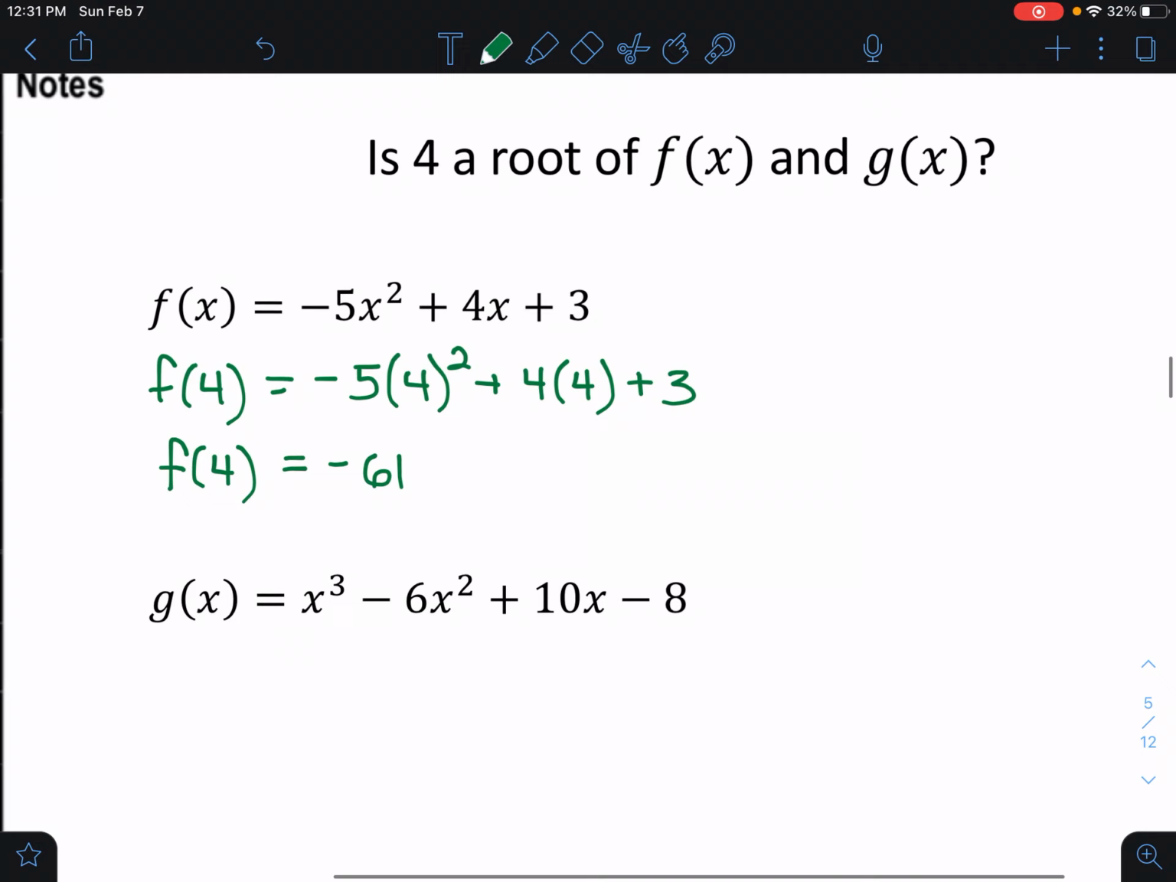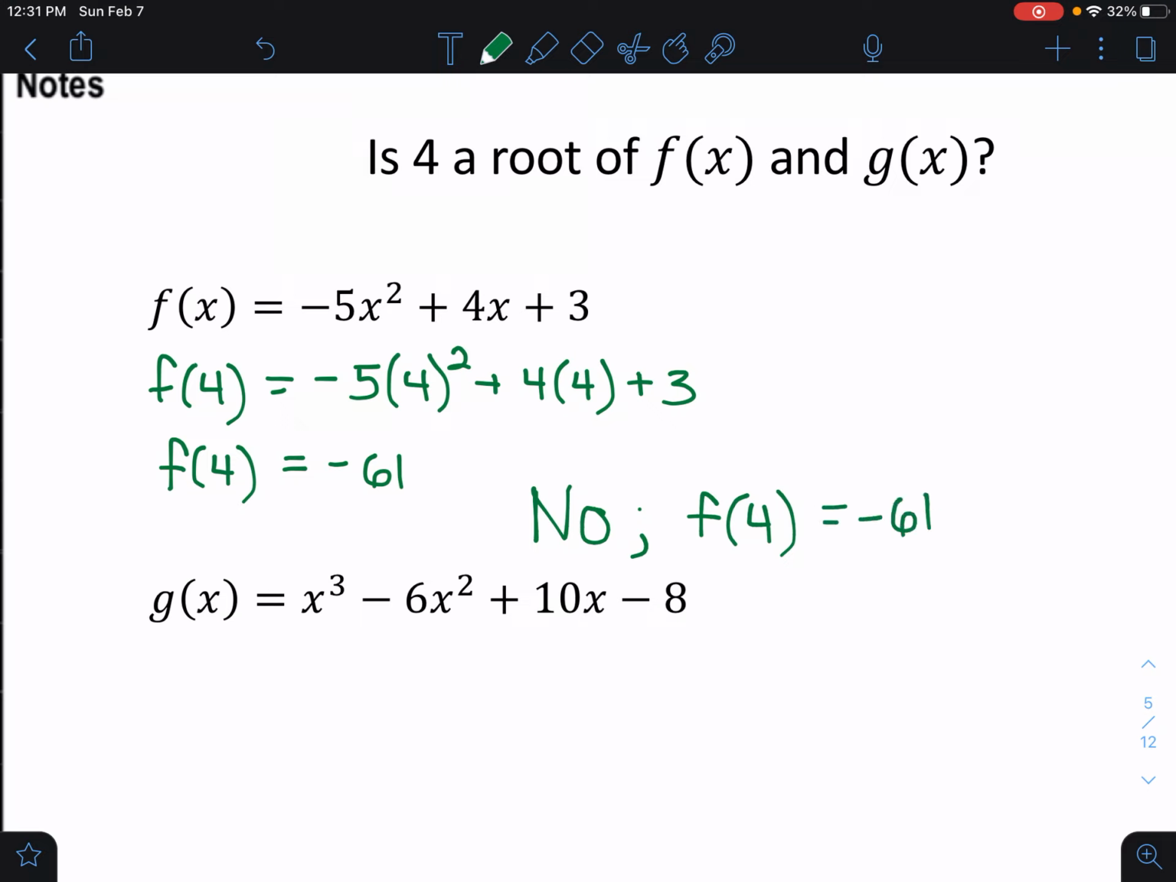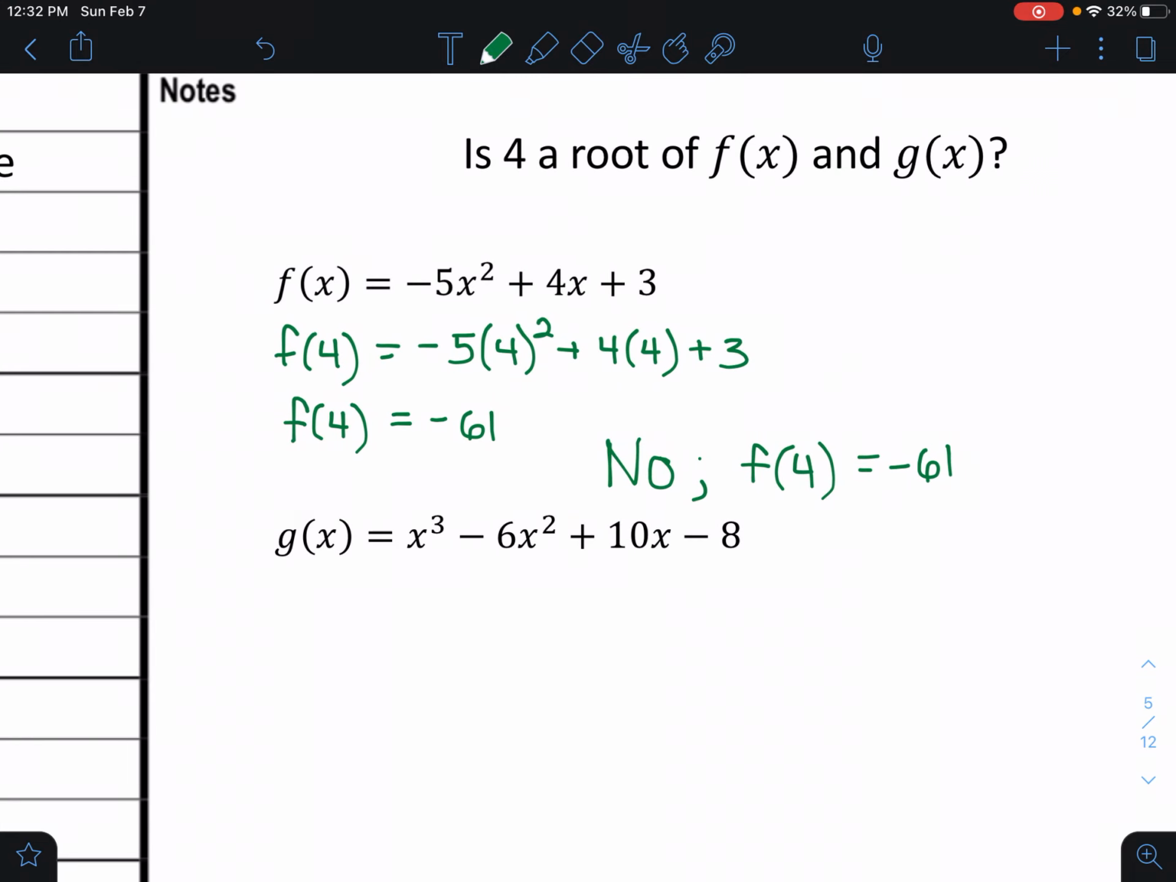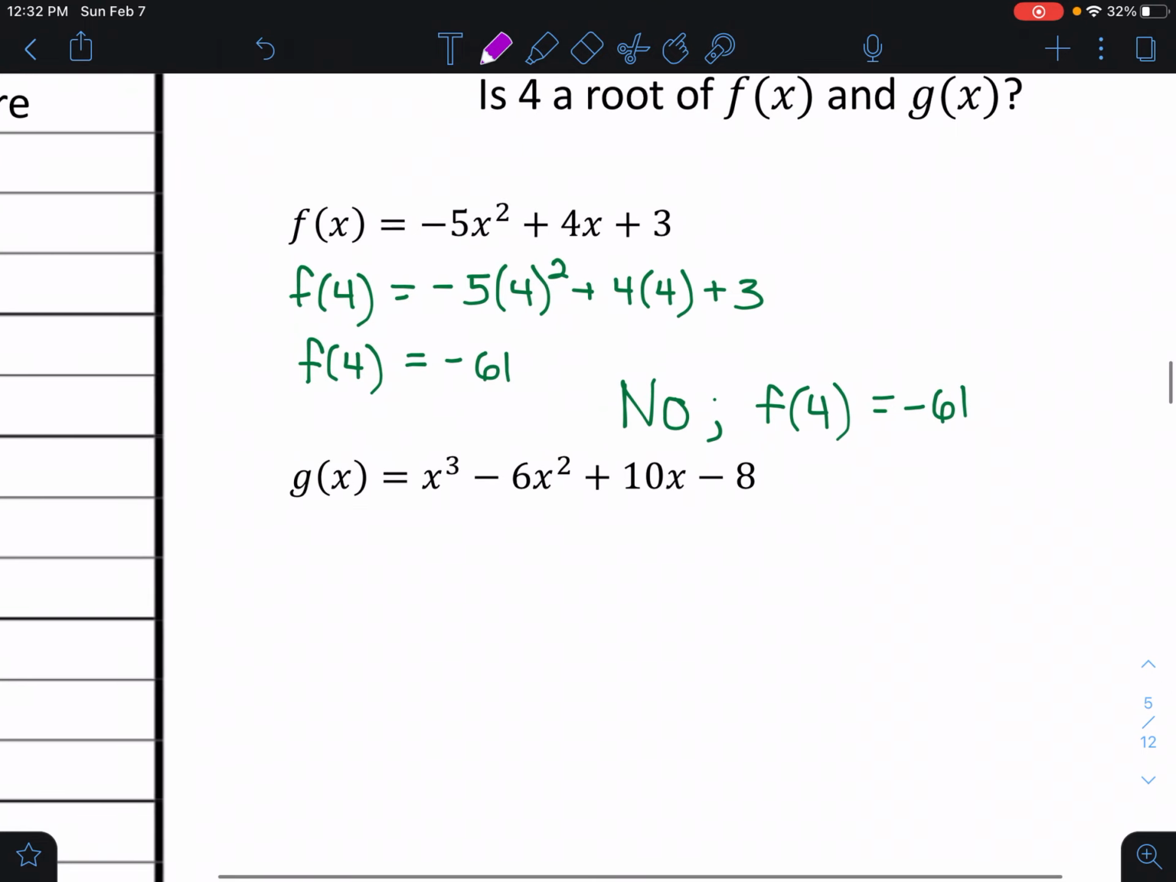So is this a root? No, because it does not equal 0. So no, because f of 4 equals -61, that's not 0, right? So that's a no. Well, how about g of x? Once again, we're going to plug in 4 to find out.